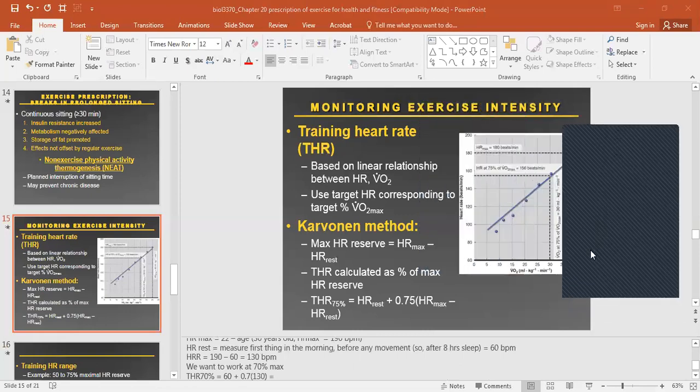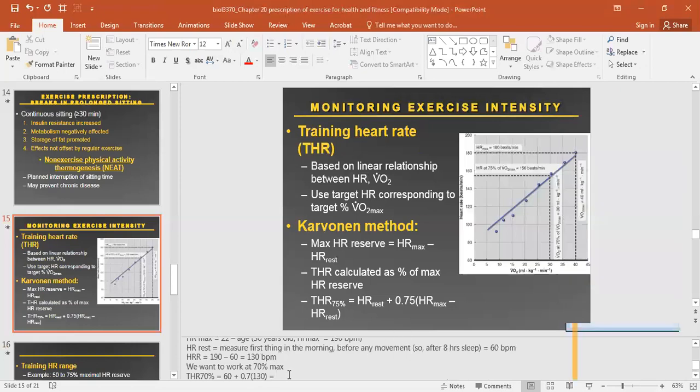So we're going to go 0.7 times 130, because multiplication comes first, yeah, and then add 60. So we are going to add, for this particular person, all right, work right around 150 ballpark beats per minute. So 70% of this particular person's max is 150 beats per minute.